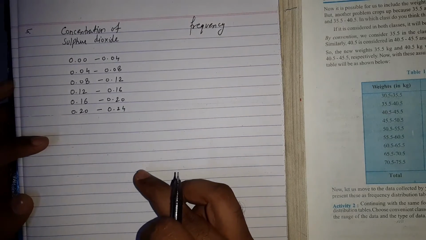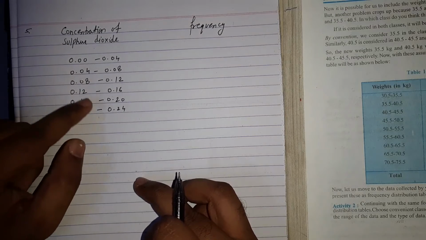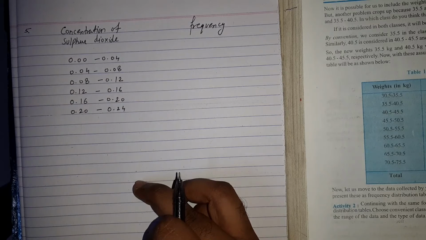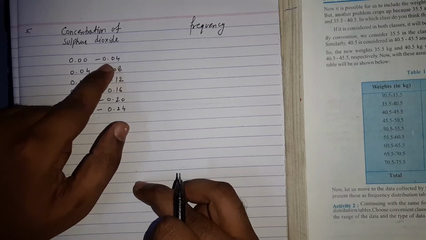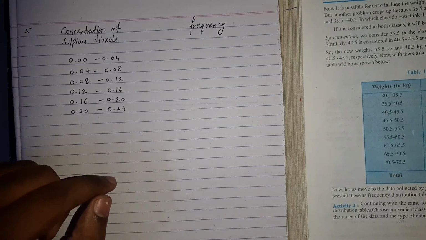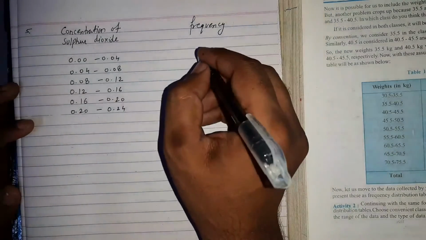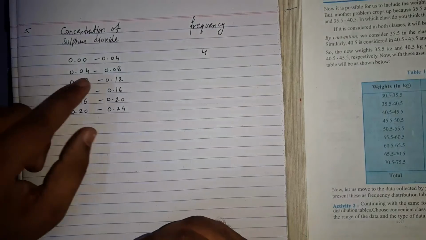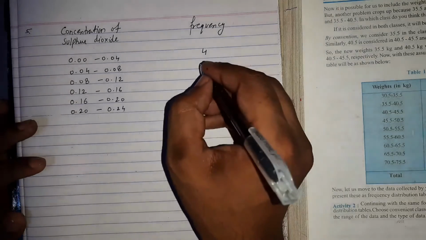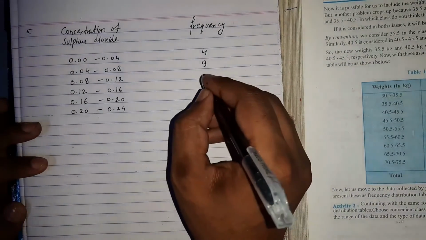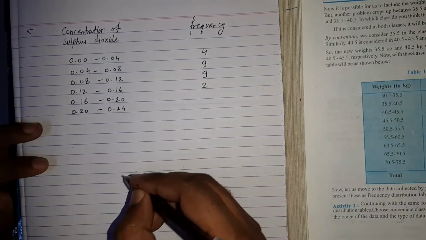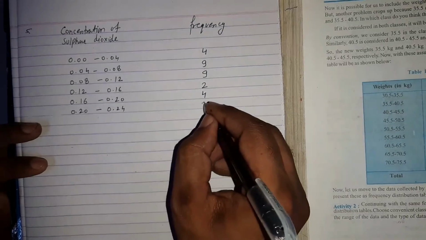Now we will find the frequency of this class interval. So first class interval from 0 to 0.04. We have to find the numbers between them, but 0.04 we will not include. So you can find the frequency from the given data. You will get the frequency of the first class interval from 0 to 0.04, we will get 4. The second class interval, the frequency will be 9. The third class interval, the frequency, it is also 9. The next class interval, the frequency will be 2. Next one, it will be 4, and the last it will be 2.